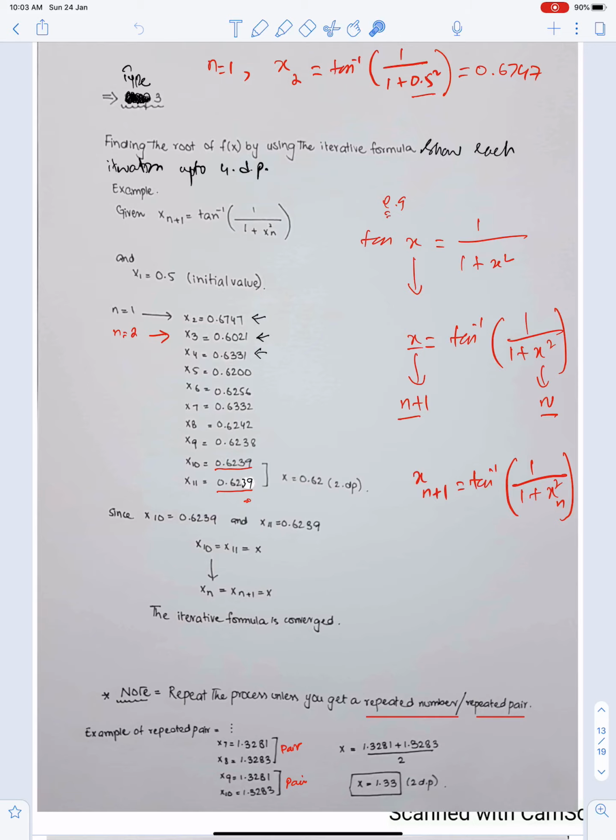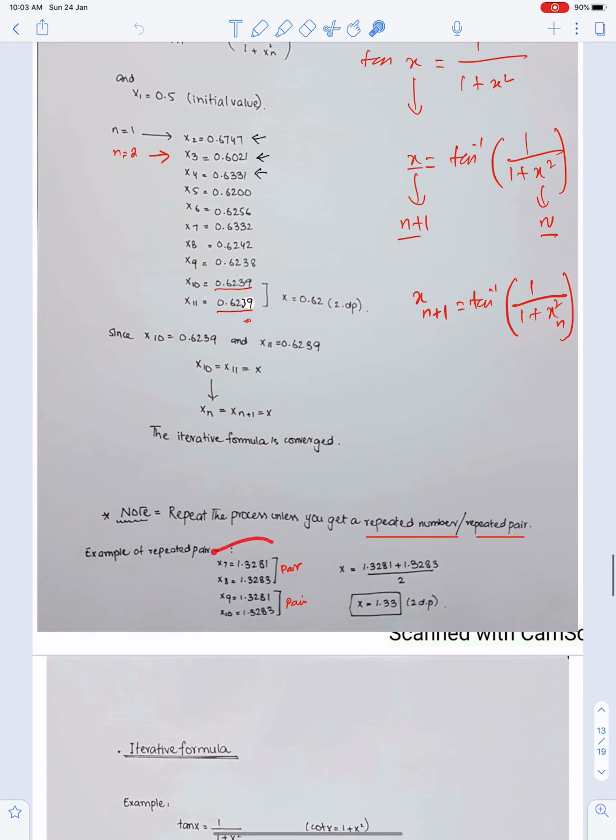You can either get a repeated number or a repeated pair. This means a repeated pair. So when you get a pair, then just take the average of that pair to get the answer.